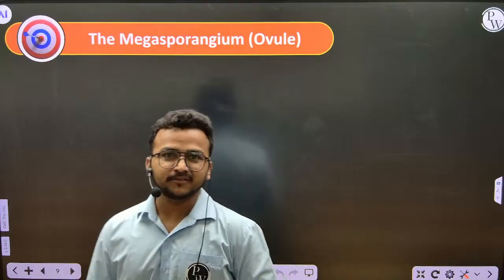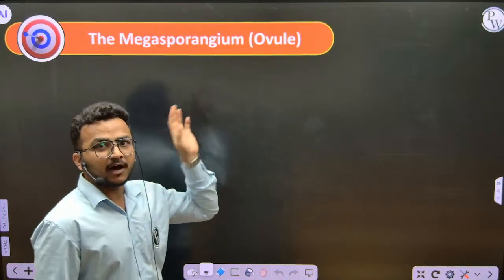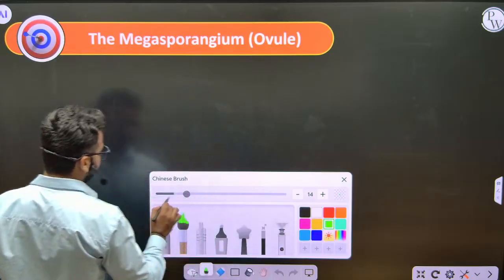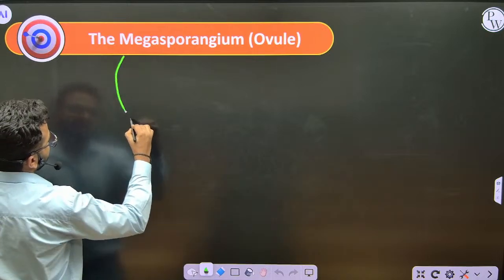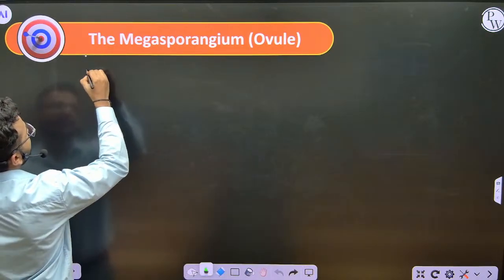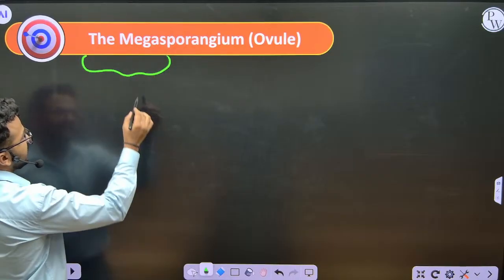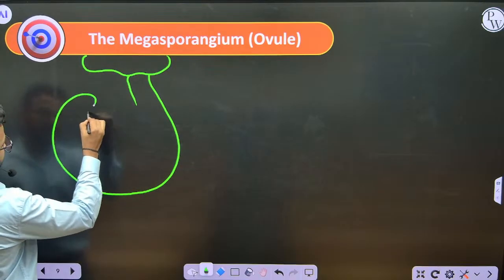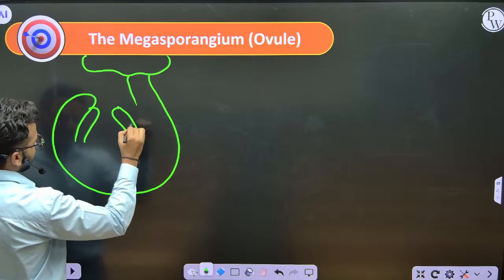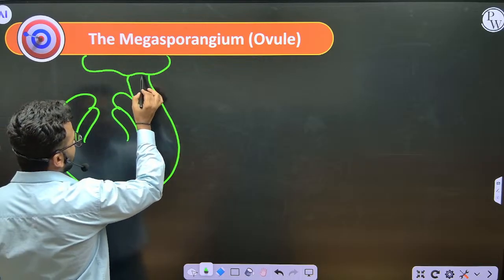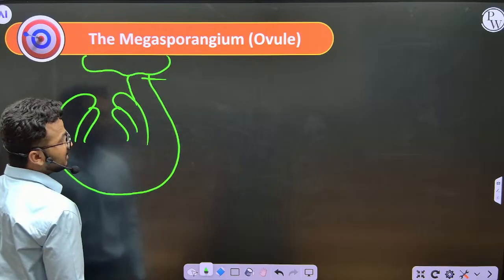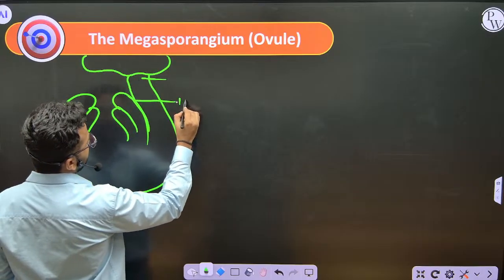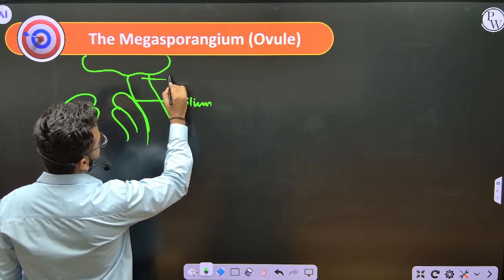So in the last session, we discussed the structure of the ovule, or megasporangium. It is an extension, and there is a cushion-like structure, that is the placenta. The ovule is attached to the cushion like this. The stalk of this ovule we call the funicle, and the junction between the ovule and the funicle we call the hilum.